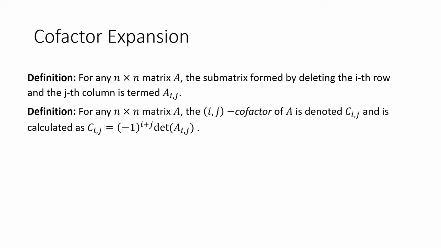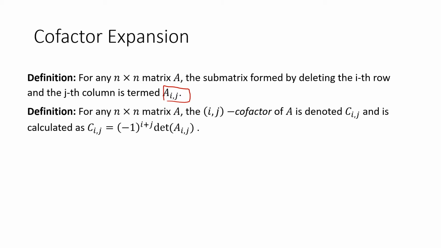Well, first definition. If you have a square matrix, an n by n matrix, what we're going to do is eliminate a row and a column. We're going to take the ith row and the jth column and get rid of them. What do we have left? Now we have an n minus 1 by n minus 1 matrix. It's one row smaller and one column smaller. We give that the term Aij when you take the ith row and the jth column and eliminate them. You get a smaller matrix.